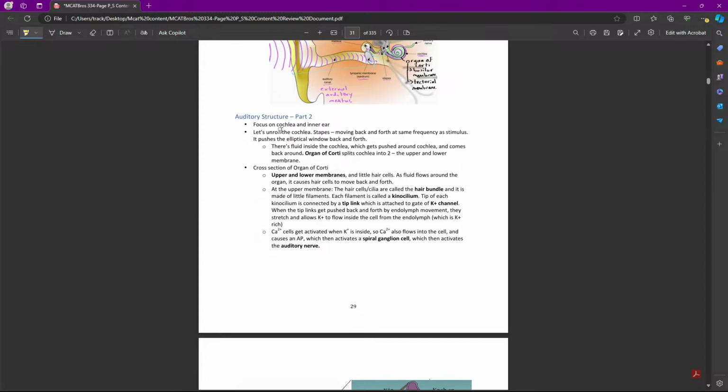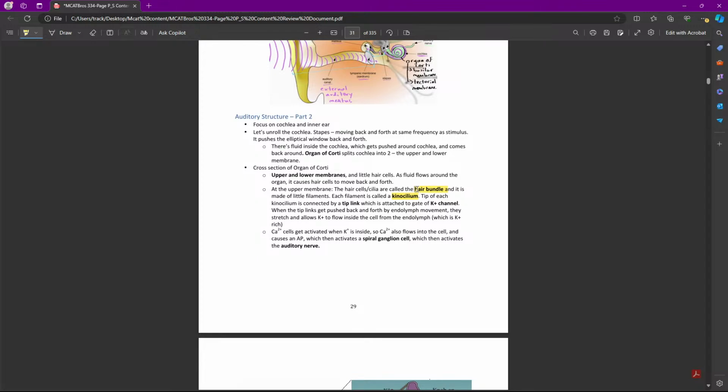The upper membrane, the hair cells are called hair bundles, and it's made of little fibers. I didn't hear about that before. Hair bundles. Each filament is called a stereocilium. The tip of the stereocilium is connected by a tip link, which is attached to a gated potassium channel.